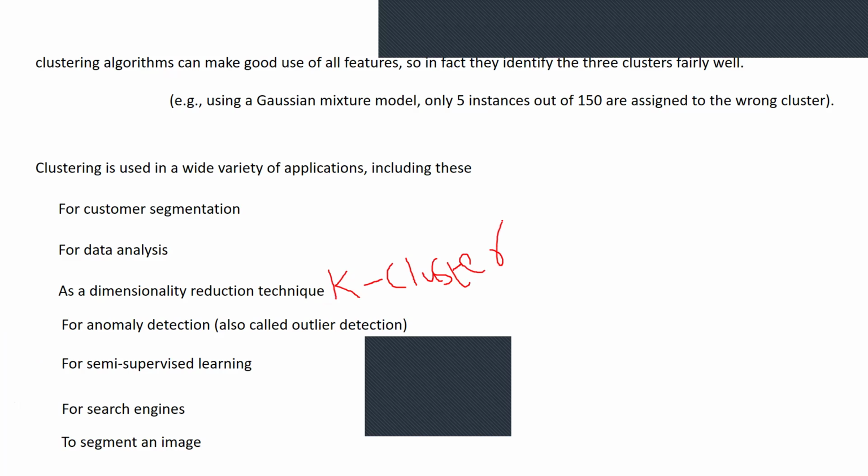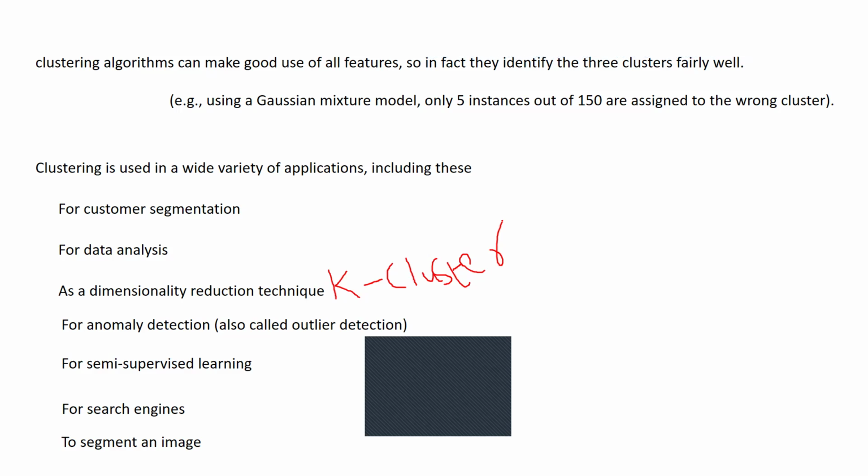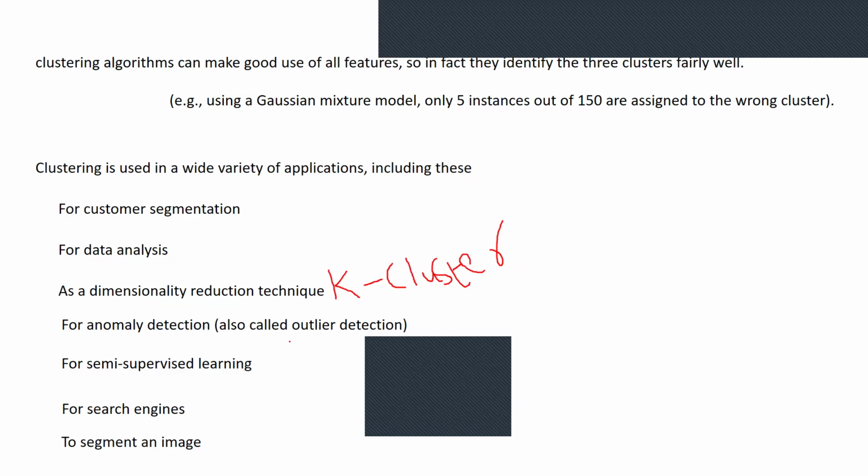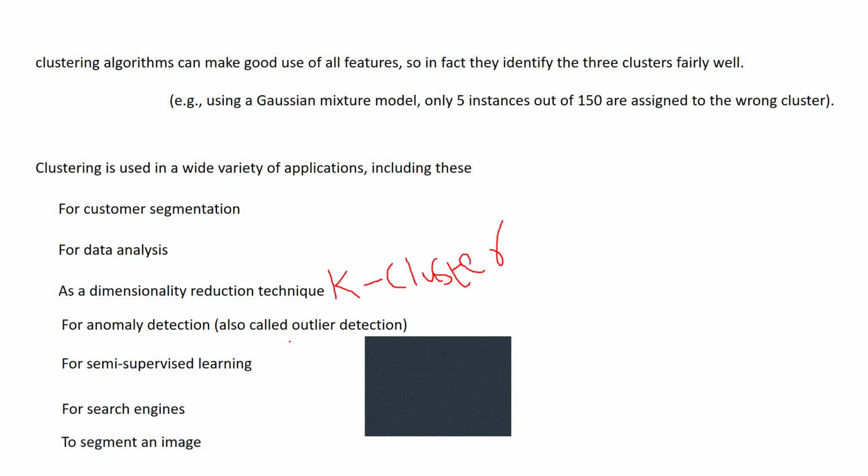Coming to anomaly detection, the cluster affinities may be useful as an extra feature. In anomaly detection, instances with low affinity to all the clusters are anomalies. So instances with low affinity will be considered for anomaly detection.